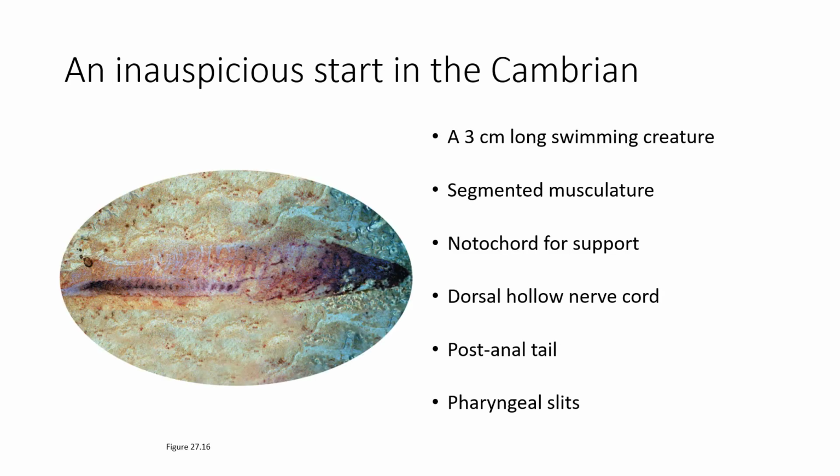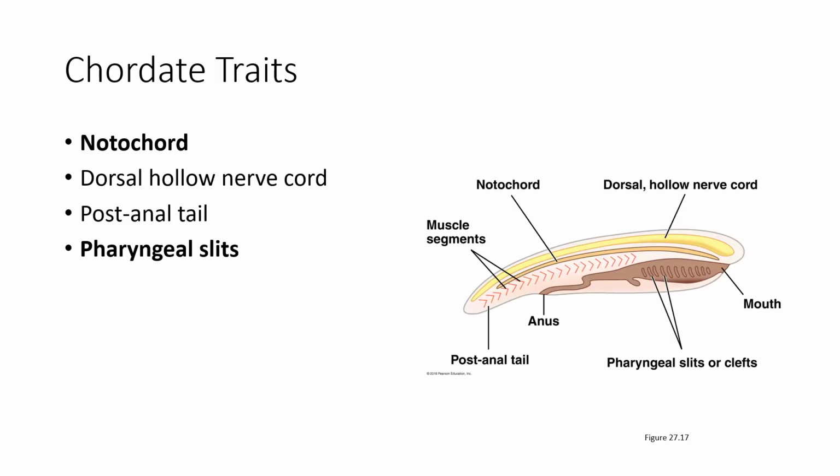So we're in the Cambrian again, and we're looking at a relatively small organism. It's about 3 centimeters long. It swims a bit, but it has something interesting. Instead of having segments with an exoskeleton, it's got segmented musculature. It's got a notochord for support. It has a dorsal hollow nerve cord, a post-anal tail, and pharyngeal slits, or these little slits along the side behind the head but before the fins, if there are fins. This little inauspicious creature would later give rise to the chordates.